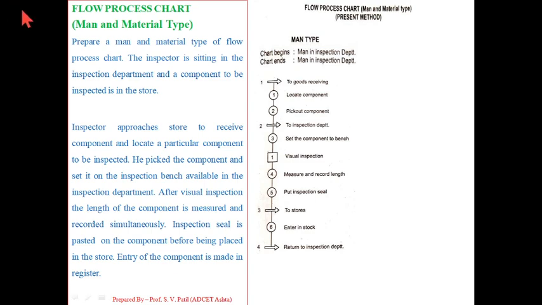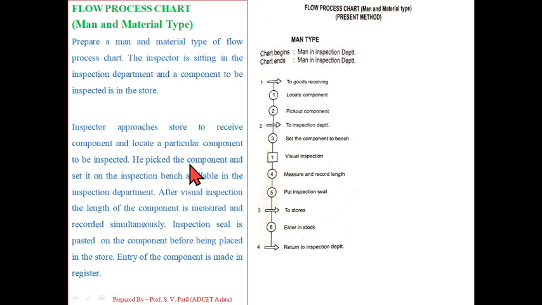Here, we are saying the inspector approaches the stores to receive the component. So here, he is supposed to move from his place to the store. So there is a transportation symbol. Then locate a particular component. So that is nothing but the operation, locating the component.